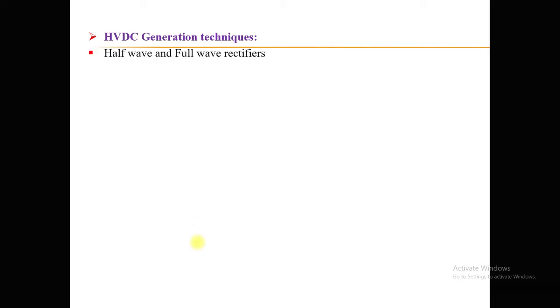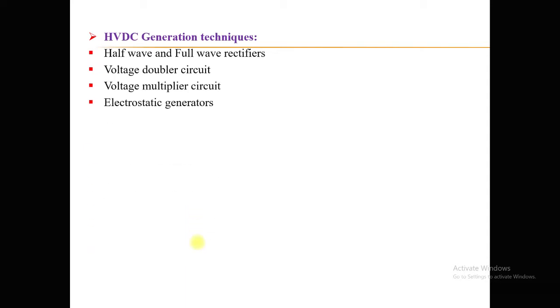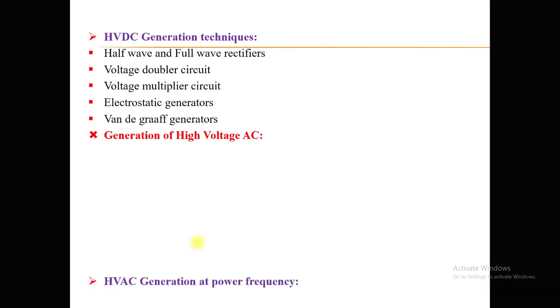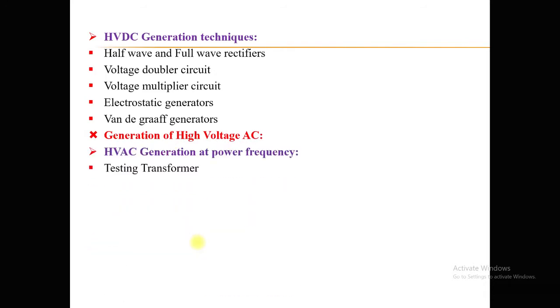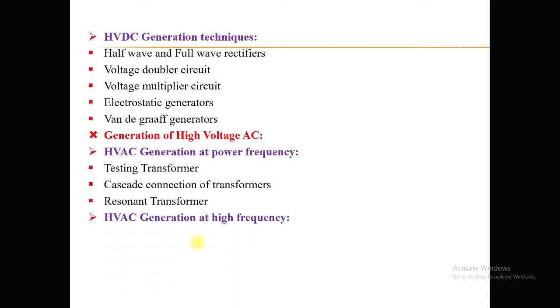So we have seen the high voltage DC generation techniques, which includes half wave and full wave rectifiers. Then we have seen voltage doubler circuits, voltage multiplier circuits, electrostatic generators, in which we have touched upon the Van de Graaff generators. Generation of high voltage AC at power frequency, in which we have discussed the testing transformer, cascade connection of transformers, and resonant transformers.